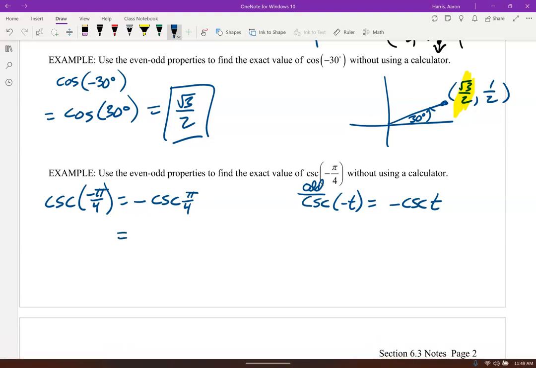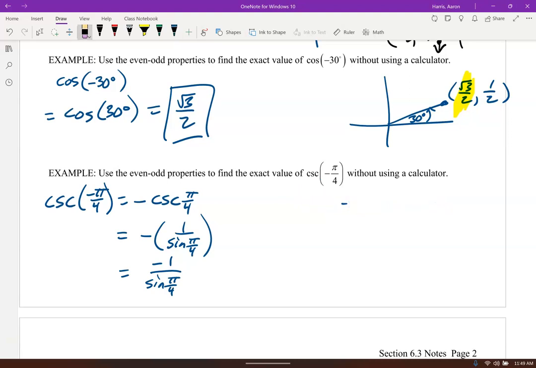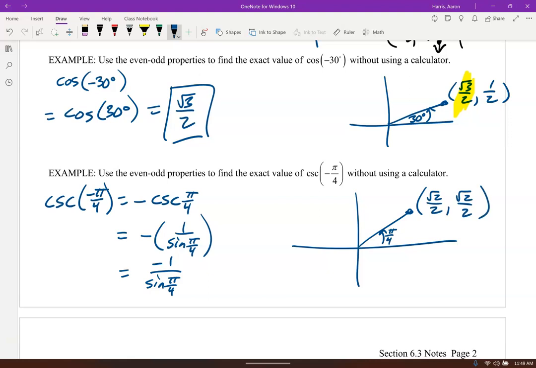Well, the cosecant is 1 over the sine. So we've got negative 1 over the sine of pi fourths. Now we can just go to our unit circle. We look on our unit circle or construct our unit circle. We rotate pi fourths, which is 45 degrees. We find the point there, and the sine is the y value. So this is negative 1 over root 2 over 2. Multiply by the reciprocal to simplify this.